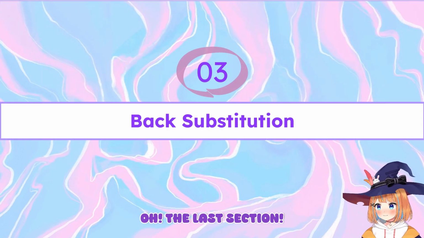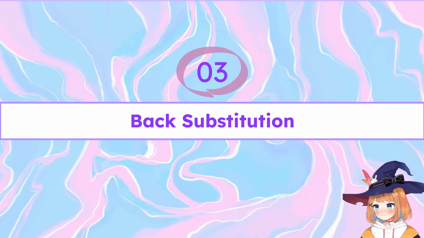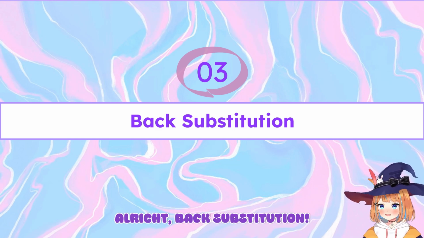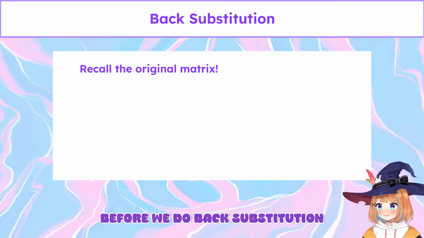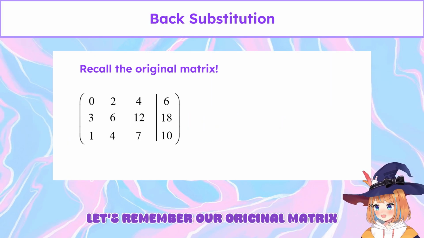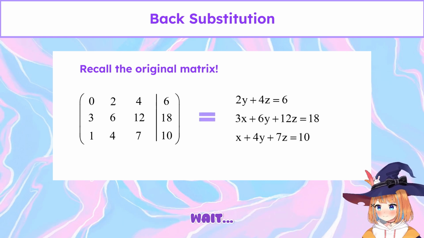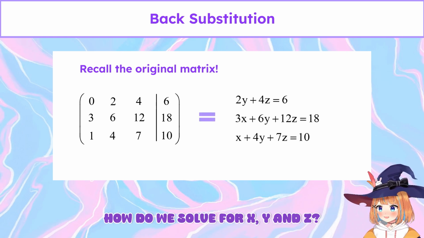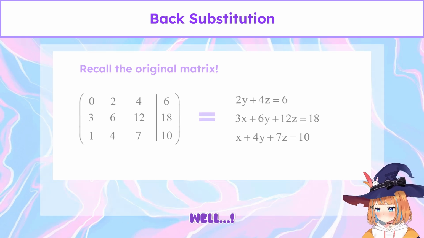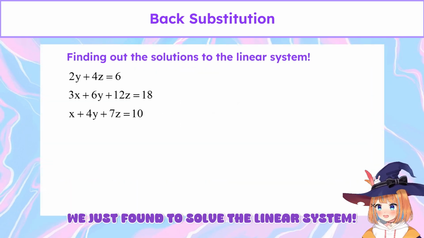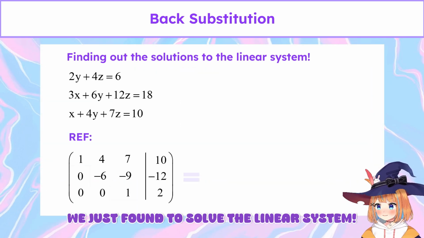Oh, the last section! Hang on there, guys. We're almost there, okay? Alright, back substitution. Before we do back substitution, let's remember our original matrix before Gaussian elimination. Here's the system we started with. Wait, how do we solve for x, y, and z? Well, we can use the REF we just found to solve the linear system.